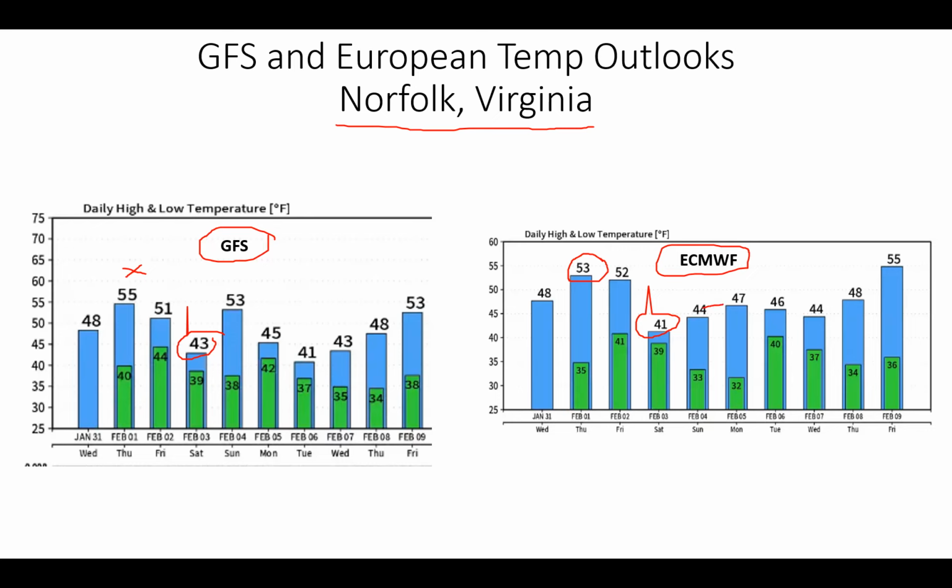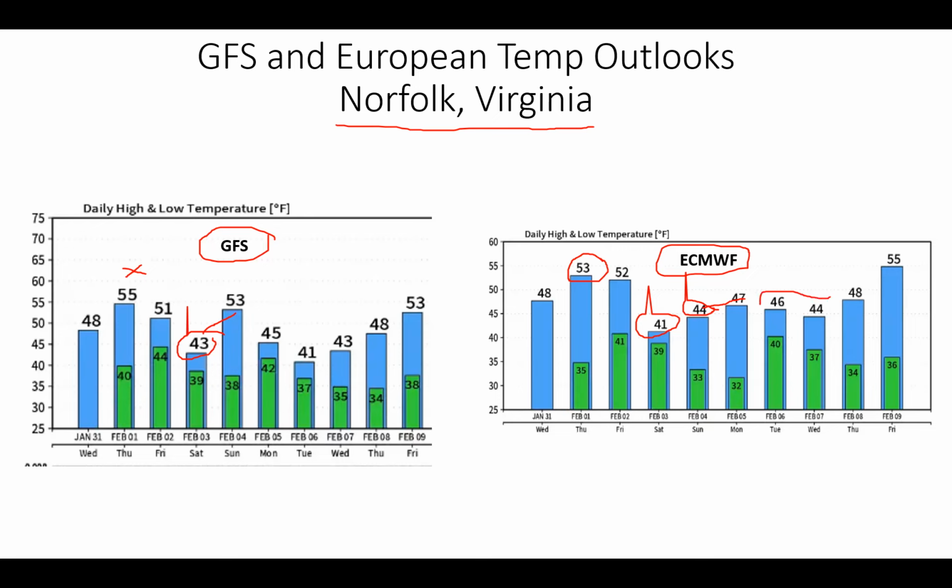We start seeing a little bit of a warming trend, though, as we go from Saturday to Sunday. GFS has us at 53 for a high, whereas the European is a little more modest in its warming at 44. And then we see a drop-off again, and this is going to be associated with circulation around a surface storm system to the southeast, we're going to see very strong northeast and north-northeast winds.